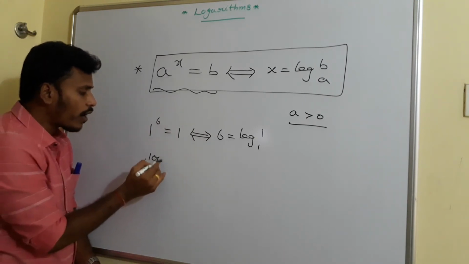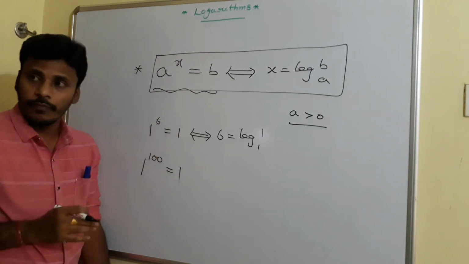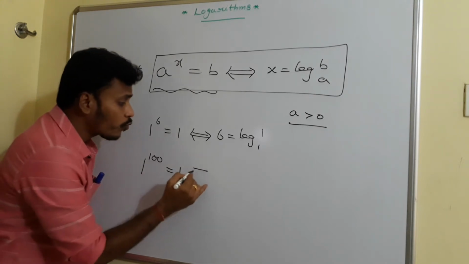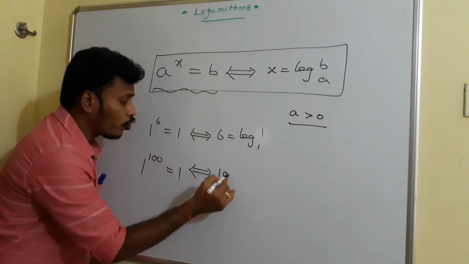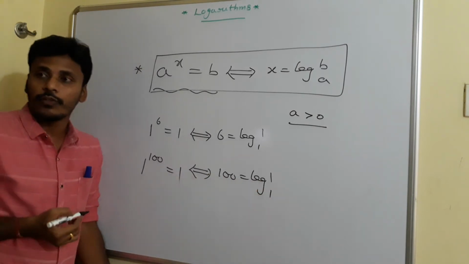On the other hand, what is 1 power 100? Just for convenience, I took it as 600, right? See, 1 power 100 is again 1. Since 1 power 100 is 1, if you try to convert it into logarithmic form, we have 100 is equal to logarithm of 1 base 1.